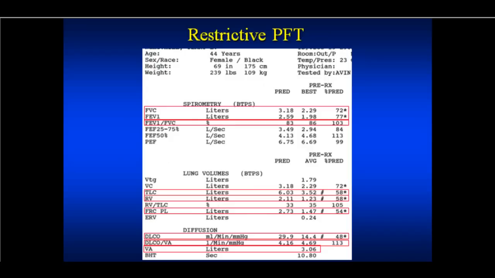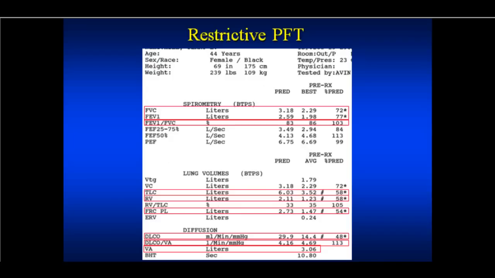So this person has no airflow limitation with moderate to severe restrictive impairment. It's a restrictive impairment. I like to use the word impairment because PFTs don't give you a diagnosis. It's not disease. They don't tell you about disease. They tell you about physiology. So I use the word impairment in my dictations.